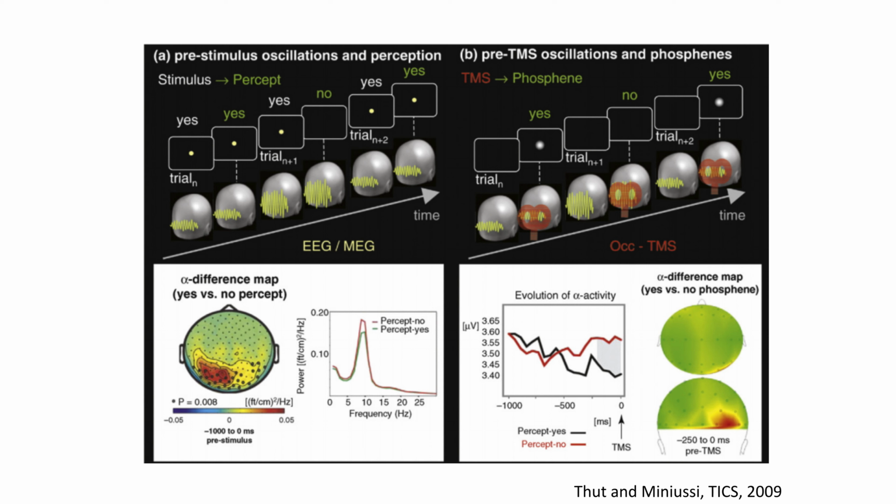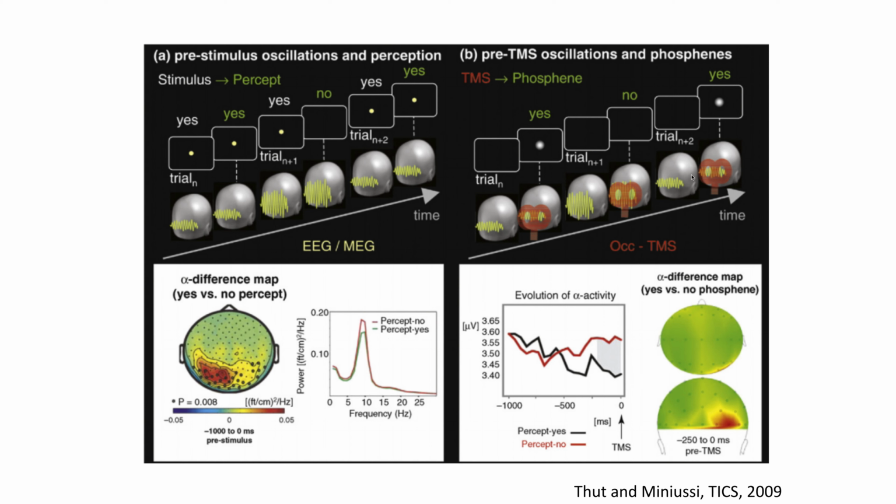A very classic finding now about alpha oscillations is that they're bad for seeing things. The bigger they are, the harder it is to see. So here we can see that if you compare the spectra when people did and didn't see a very faint flash of light, there's much larger alpha waves when they didn't see the light compared to when they did over the back of their heads.